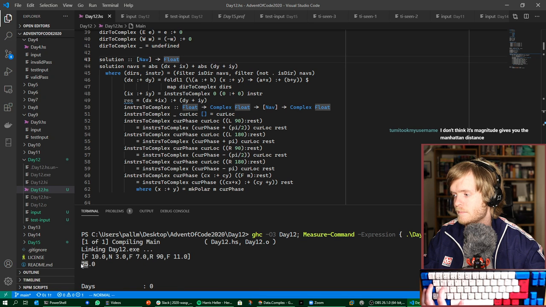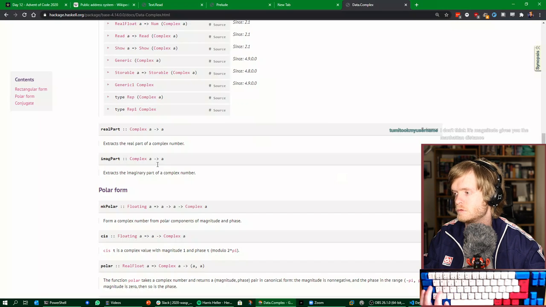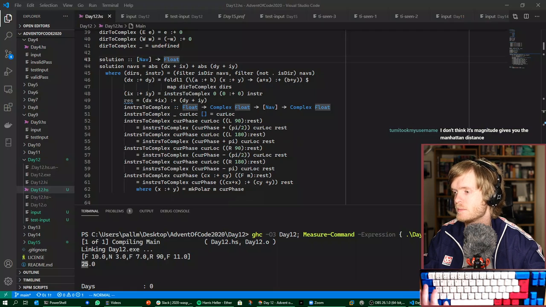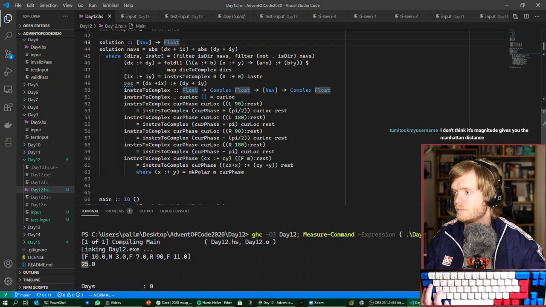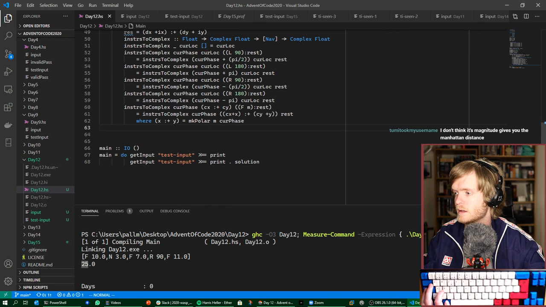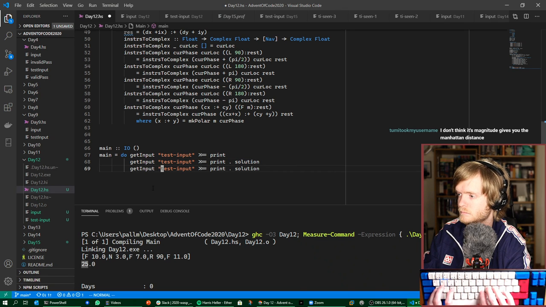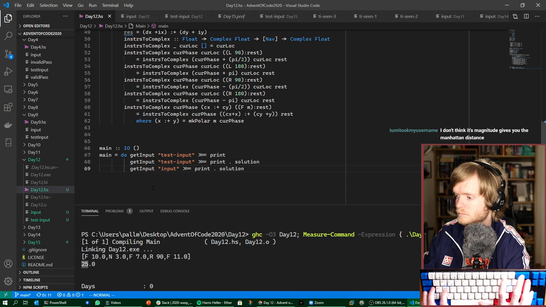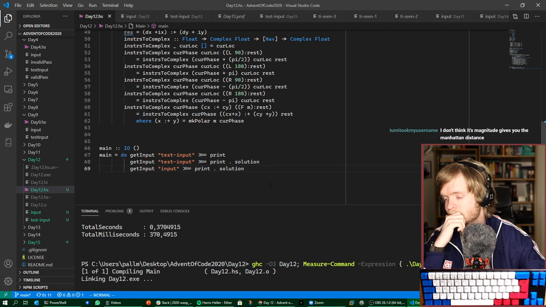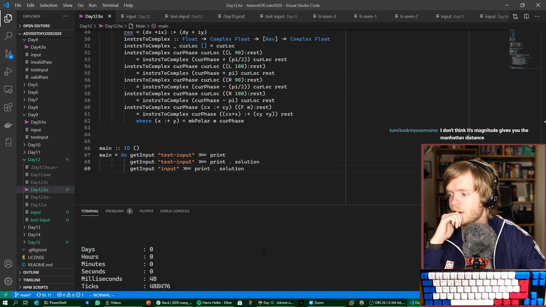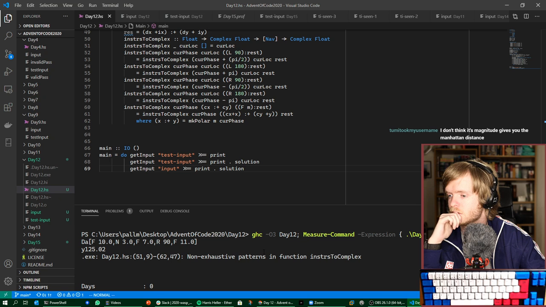Alright, 25.0. So that's correct, right? Let's get the puzzle input. Let's see how it performs on the input. Yeah, let's see. Okay, 48 milliseconds. Oh no.